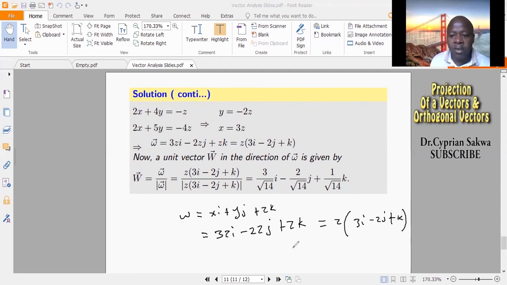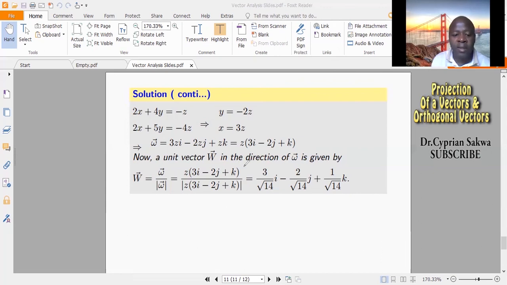The question wanted a unit vector that is perpendicular to P and Q. So we can obtain that by getting a unit vector that is in the same direction as omega. A unit vector in the same direction as omega would be omega over the magnitude of omega. And that's what I did. Remember, omega is this, so the magnitude of omega is that. So let's just do that and see if I have those correct figures.